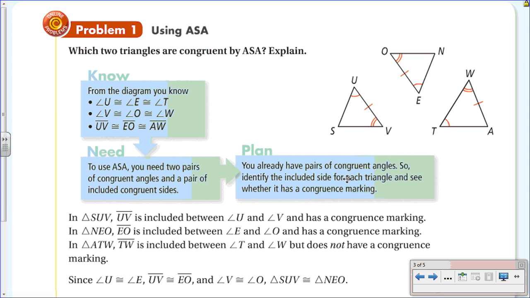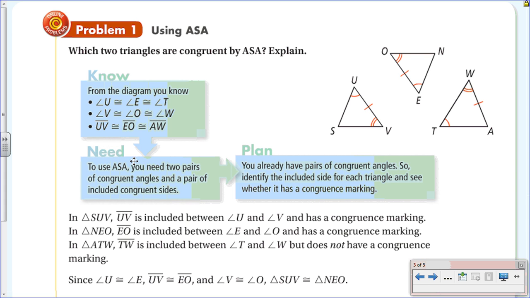So let's do a quick problem here. It says, which two triangles, meaning out of these three right here, are congruent by the angle side angle postulate? Explain. So kind of a little three-step thing here. From the diagram, we know that angle U is congruent to E, which is congruent to T. We know that angle V is congruent to O, which is congruent to W. We know UV is congruent to OE, which is congruent to AW. So that's the information we know.